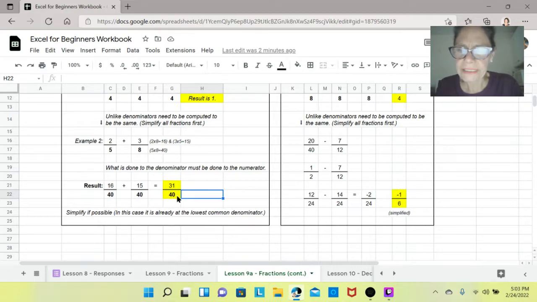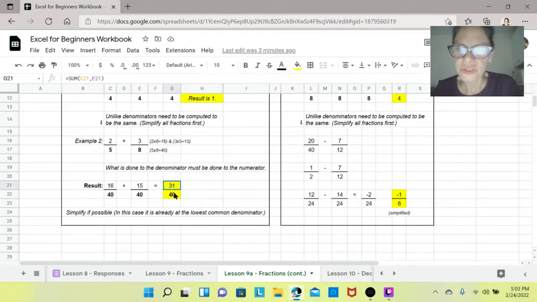And you cannot shrink it anymore. 31 does not go into 40. So the lowest common denominator, the simplified fraction, is 31 over 40. That's 31 out of 40, for example.